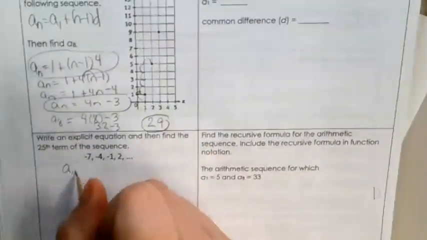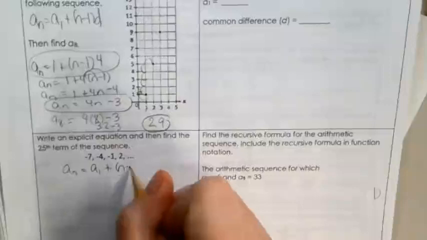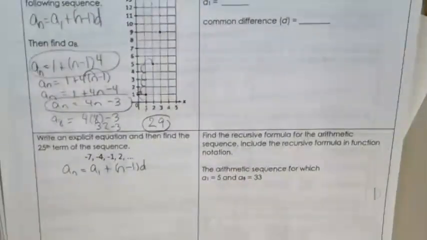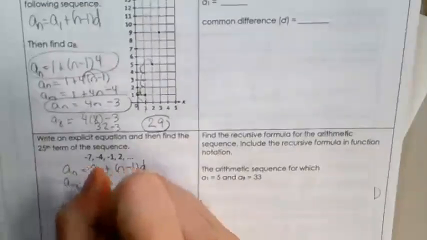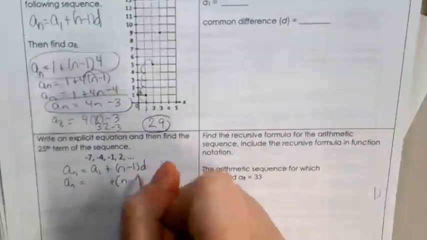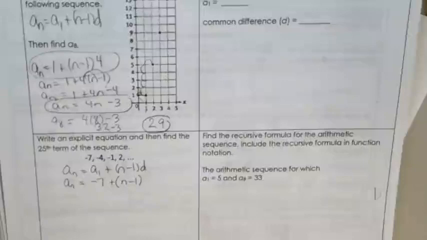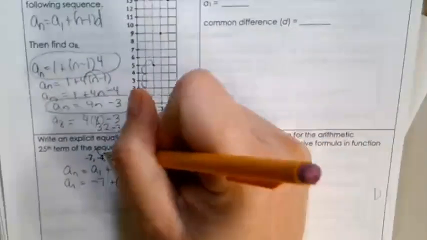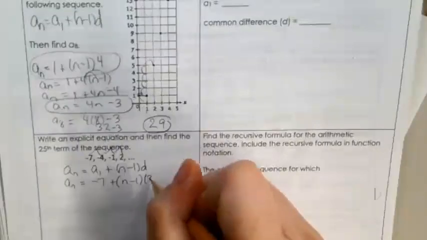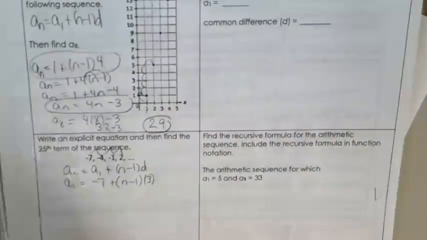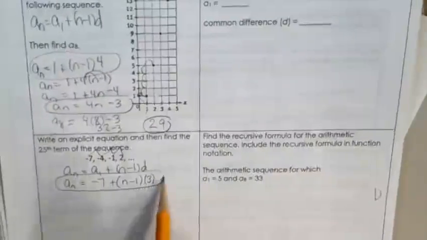So a sub n is equal to a sub 1 plus n minus 1 times d. So we need the first term, we need the common difference. So find the first term and the common difference. So the first term, right there, the first one's negative 7. The common difference is what you're adding. So from here to here, to here, to here, you're adding a 3. So you could leave it like that, or you might see it distributed.